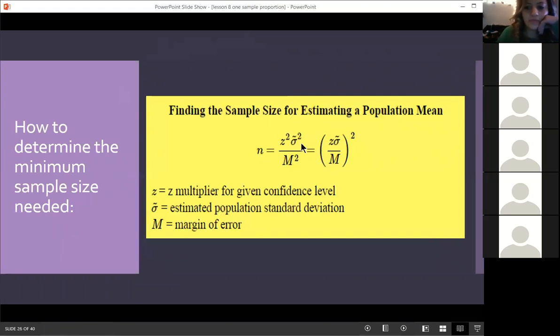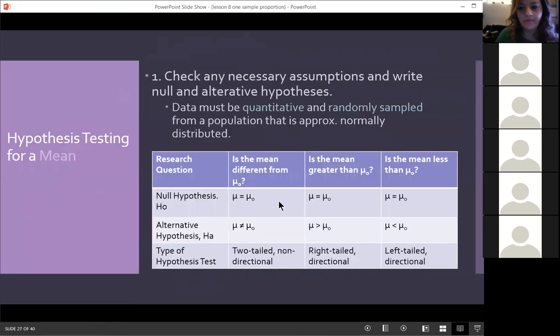But this sigma with the little squiggly mark, the little mustache on the top there, that's saying that's our estimated population standard deviation. And then remember, our margin of error, the right side of the equation, our multiplier times our standard error, is going to be this uppercase M, so that's the denominator. And a different way to write it is just to take the fraction and then square it. So main idea there.